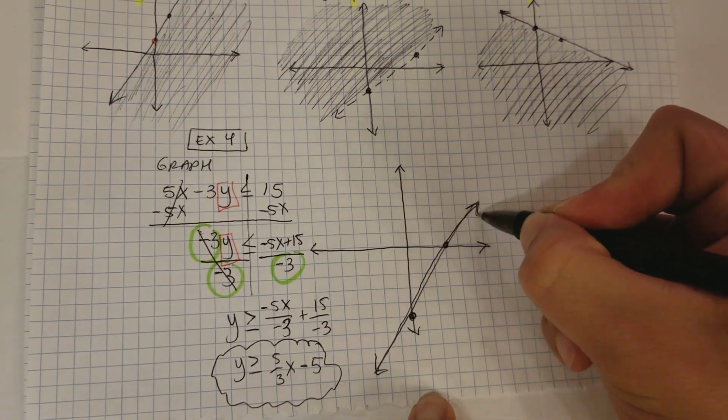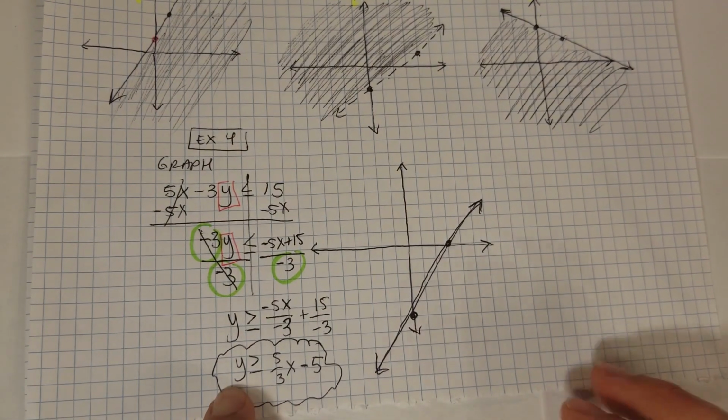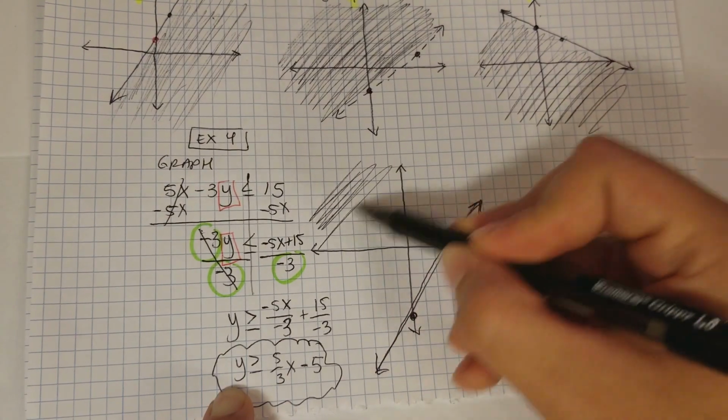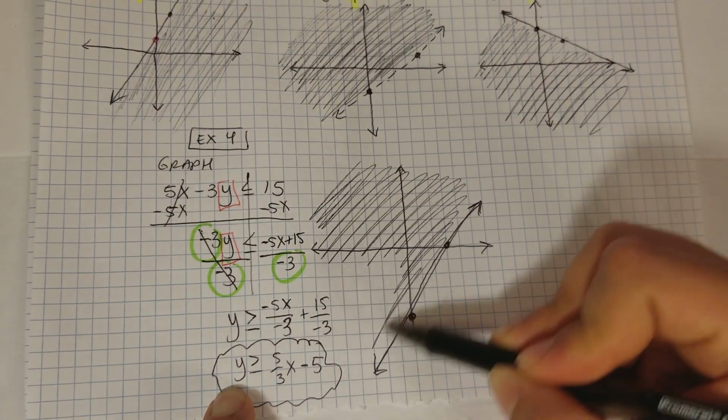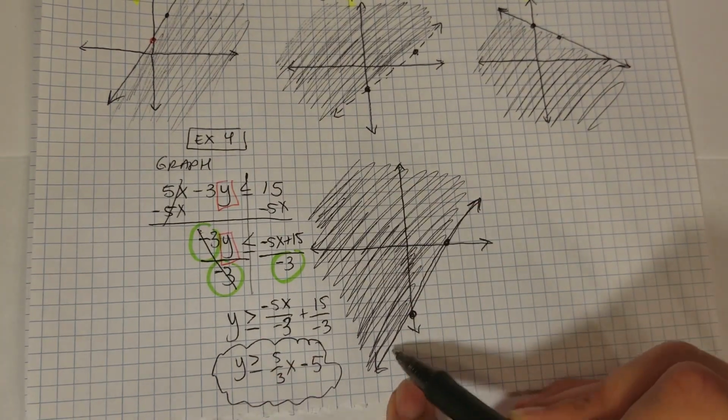Close enough, pretend it's straight. And then finally, do we shade above or below the line? In this case, we shade above the line because it's eating the y. So we're going to be shading all of this section here. So all of the solutions are above that line, including all the numbers on the line.